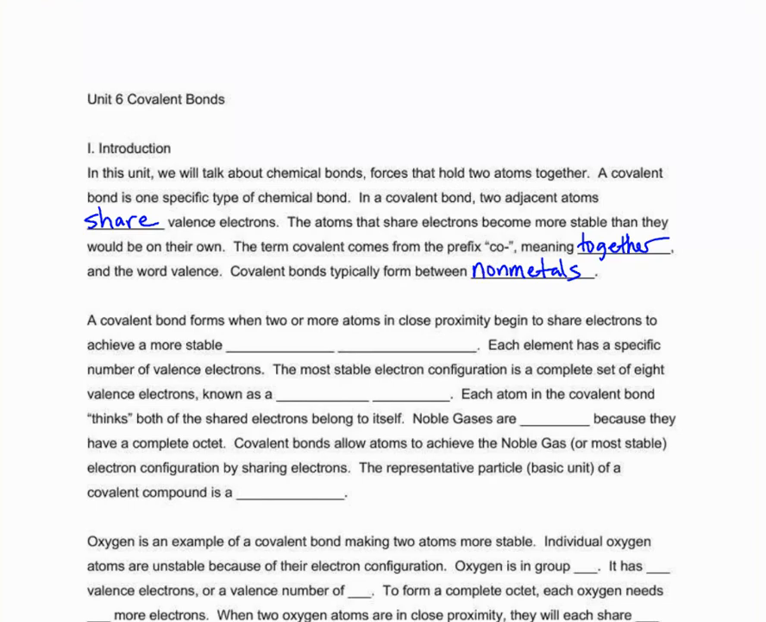And in this class, it's pretty much exclusively nonmetals. The only exceptions you would really find out there, and they do exist, but the most common one that I think about is that there's a molecule in your blood cells called heme. It's part of hemoglobin, and it has iron in it. But in general, the things we use in this class, covalent bonds are between nonmetals.